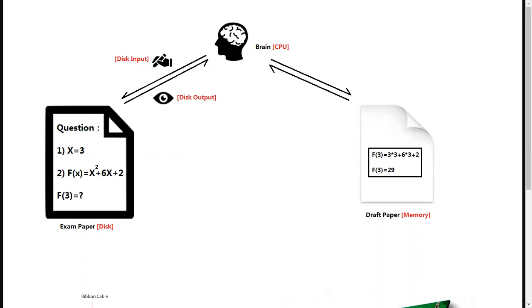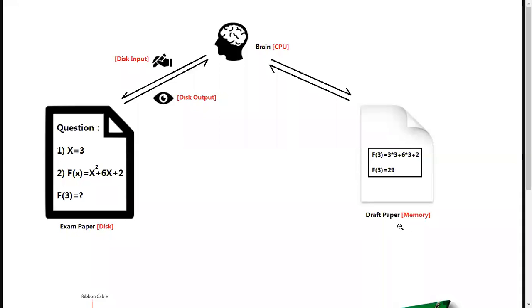First, let's imagine a scenario: a student sitting in a classroom doing a mathematics exam. He's reading the question from the exam paper. On the exam paper, there's one question asking, if x equals 3, what is the value of this function? Next to it, there's a piece of draft paper on the desk as well.